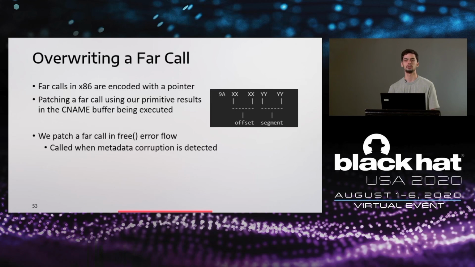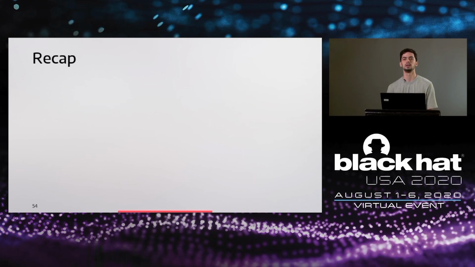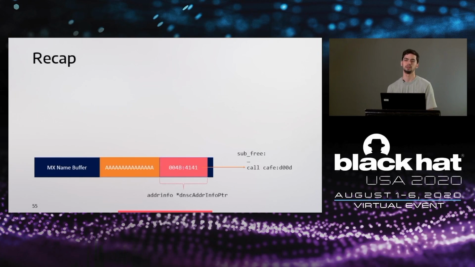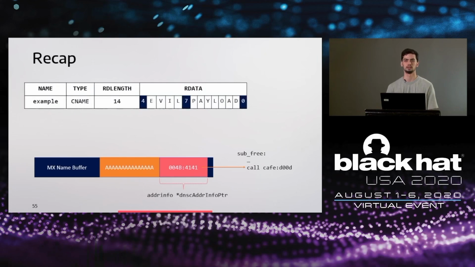We chose, in our example, to patch a far call in a free error flow called when heap metadata corruption is detected. So when the metadata corruption is detected, the far call will execute our payload. So just to recap the vulnerability, we shape the heap to allow the MX name buffer to be placed before the DNS cache entry. We then overflow the DNS header info pointer, so it will point into some heap code, specifically a far call. Then a CNAME record we provided is processed, and the name and the RDATA of the CNAME is allocated on the heap.